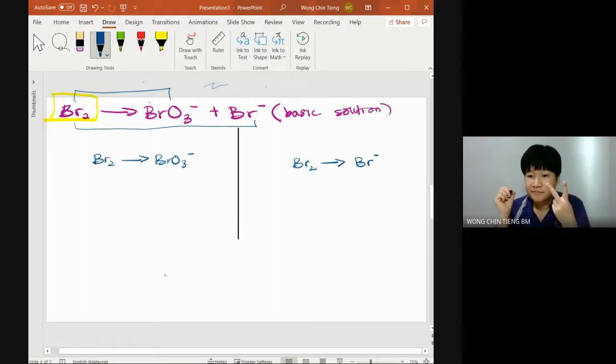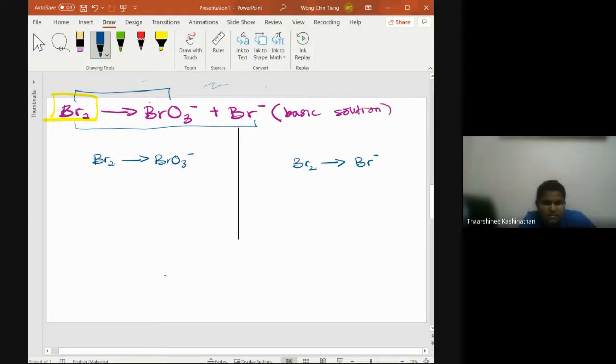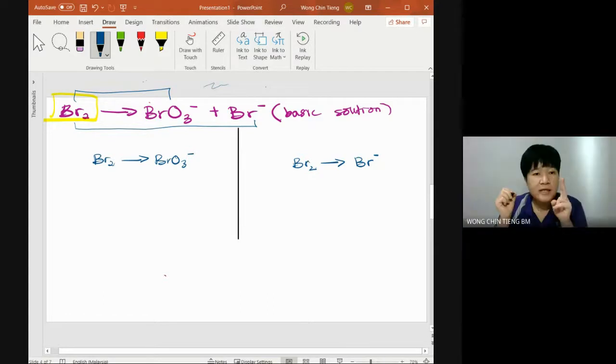Second step, balance first. Balance the elements except for O and H. So the elements that we need to balance at this moment are Br2 and Br, because except O and H. So Br with Br, Br with Br. So this is the one that we need to balance. For the first half equation, on the left Br has two, on the right Br has 1. So what do we do? We add 2, we make the right side 2.